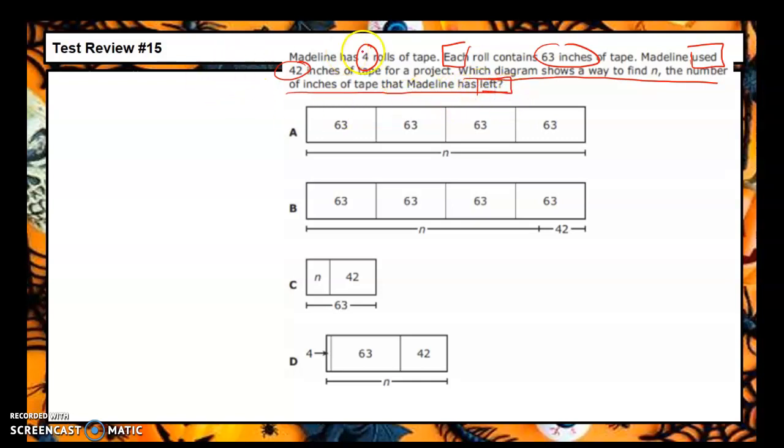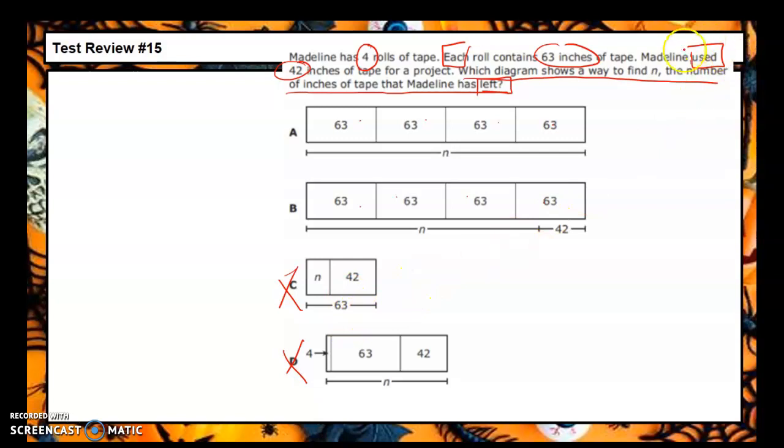All right, so I want you to imagine 4 rolls of tape, and each one has 63. So that means I need the number 63 listed 4 times. So here, 1, 2, 3, 4, 1, 2, 3, 4. Those are my 4 rolls with 63 inches. C and D don't have that.